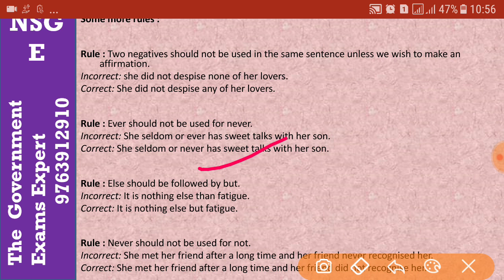So what is the next rule stated? Else should be followed by but. So always remember that we shouldn't write it like this, but else. We always use else but, not but else. How? It is nothing else than fatigue. No, the correct statement is: it is nothing else but fatigue. So this would be the wrong sentence: it is nothing else than fatigue.